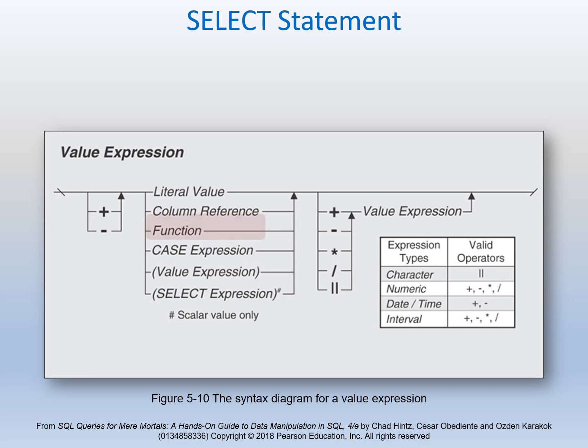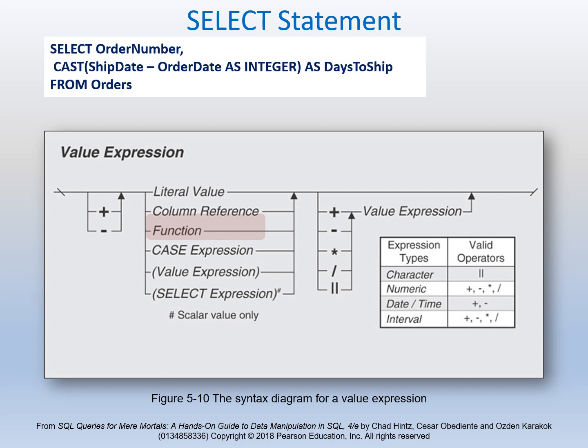In the select statement, we can also include a function. Here we have an example with select a column name, order number, comma, the cast function, which is casting the ship date minus the order date as an integer. If we assume that ship date has the data type date and order date has the data type date, this calculation, this subtraction of the two columns, is correct.